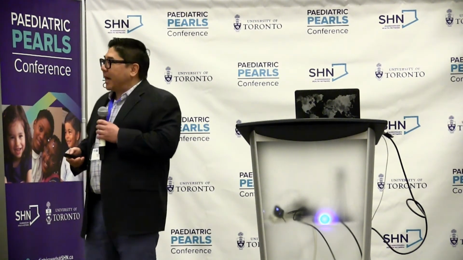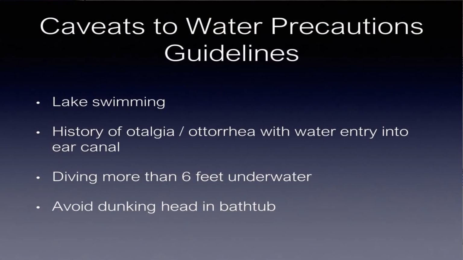But there are some caveats to water precaution guidelines. If they're swimming in lake water, sometimes there can be other types of bacteria there, such as Pseudomonas. So you'd also be concerned about swimmer's ear, which is quite different from otitis media. And some of these kids, actually, the parents tell me even before we discuss tubes that they've got a history of ear pain or otorrhea.